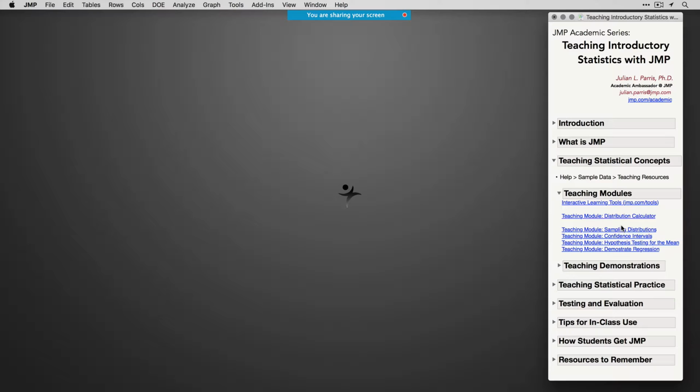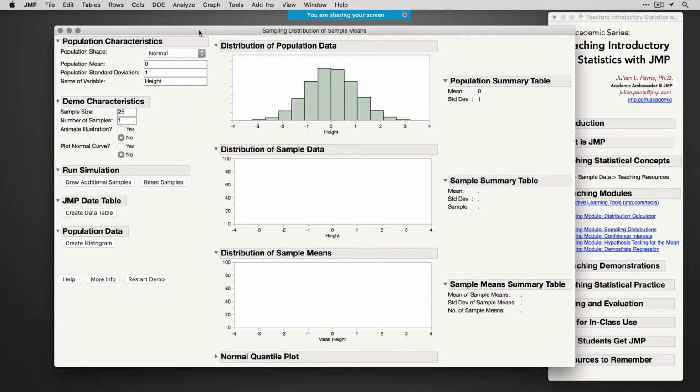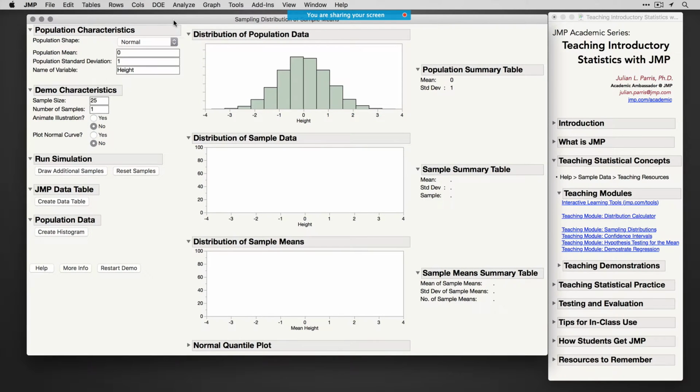Now, the next module I want to talk about certainly relates to something we all talk about within basic or introductory stats, which is sampling distributions of the mean, certainly forming the basis for all of hypothesis testing. How does the mean respond when we take samples from some population? And the way this sampling demo works is, and you'll see this in most of the interactive teaching modules, we have population characteristics along the side.